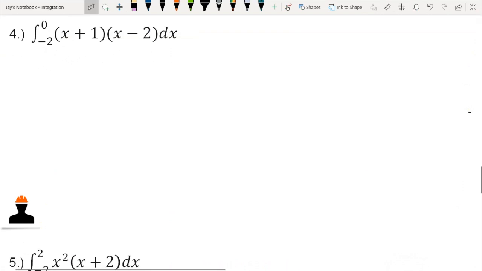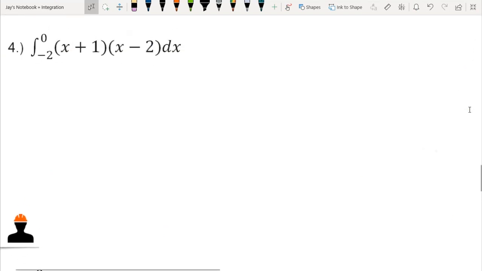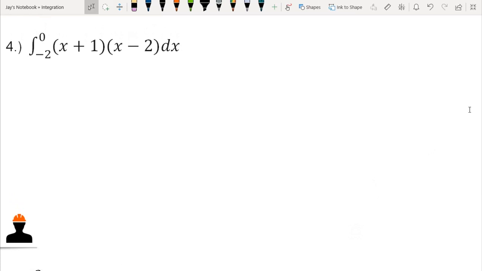Okay, we have example number 4, that is the integration of x plus 1 times x minus 2 dx, our limit is from negative 2 to 0. In this case, we cannot directly apply rules in integration, but we have to simplify the function first. So here we can use the square of binomial or the polynomial operations, that is, the funny face, if you remember. All you are going to do here is multiply the first term to the first term, then first term to the second term, and so on, if you remember your algebra.